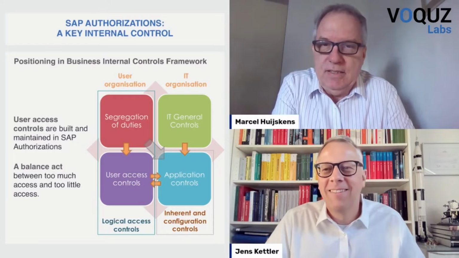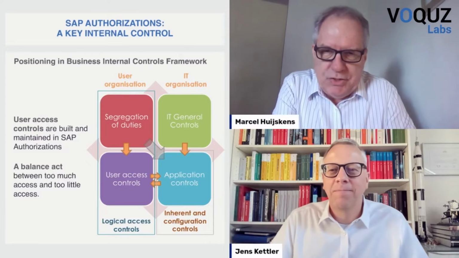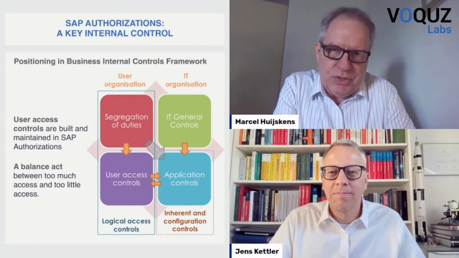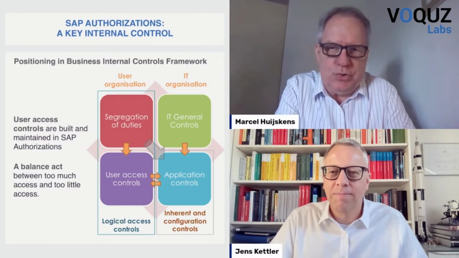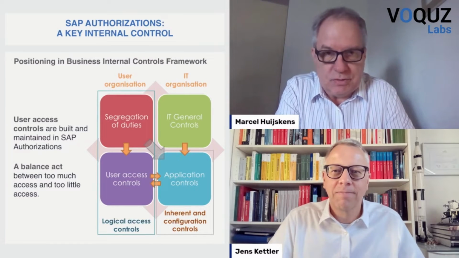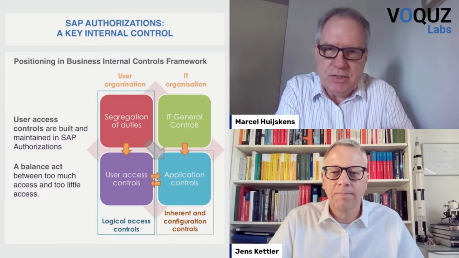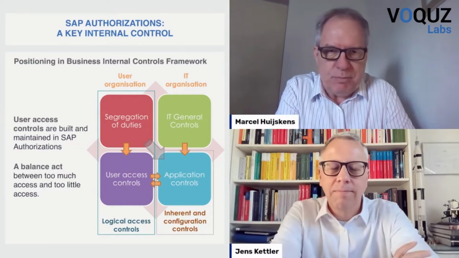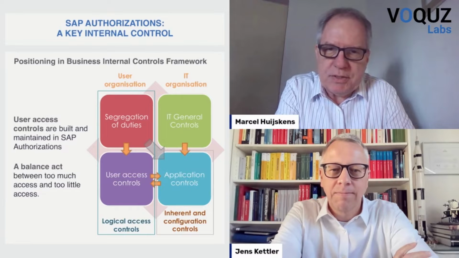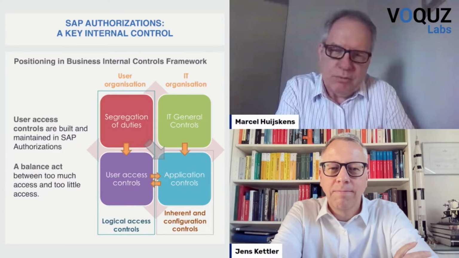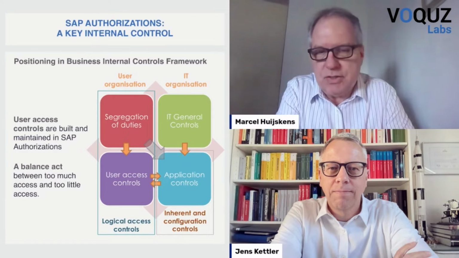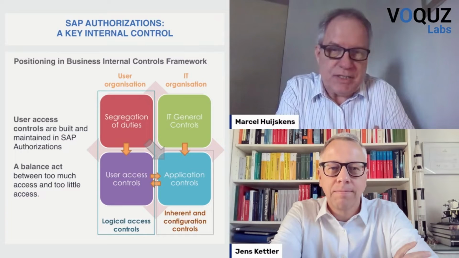So, SAP authorizations. If you look at how to position it, you see here this little picture about the business internal controls framework. It all starts with segregation of duties in the organization. You have different people responsible for different topics. When you're using a big application like SAP, you want to make sure that these segregation of duties are also maintained in the access rights in the system. That's what we call user access controls.